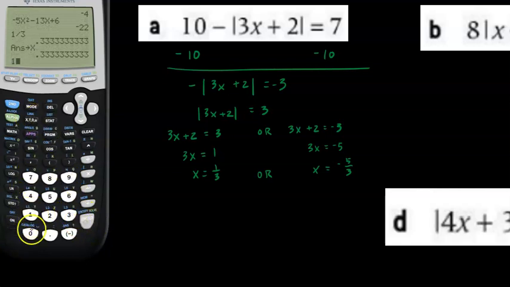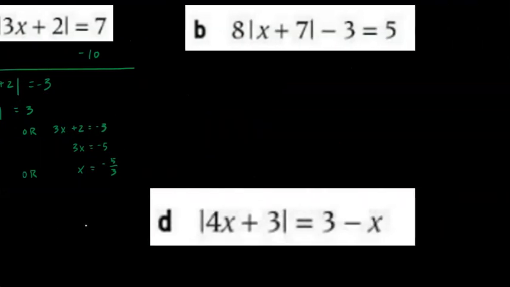And if I check my answer, I always like to check in here: divide by 3, store as x, 10 minus absolute value of 3x plus 2 equals 7. And then I can put in negative 5 divided by 3, close that parentheses, plus 2, and it's also 7. They both work out.